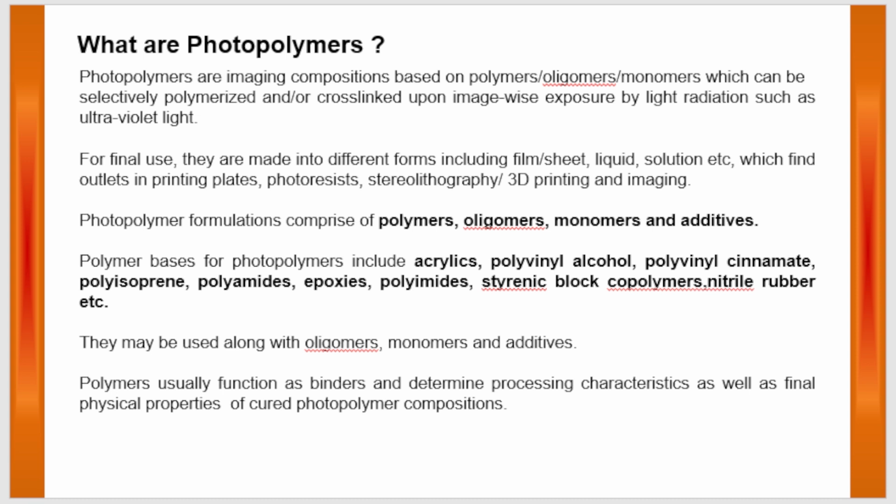Photopolymer formulations comprise polymers, oligomers, monomers, and additives. Polymer bases for photopolymers include acrylics, polyvinyl alcohol, polyvinyl cinnamate, polyisoprene, polyamides, epoxies, styrene block copolymers, nitrile rubber, etc. They may be used along with oligomers, monomers, and additives. Polymers usually function as binders and determine processing characteristics as well as final physical properties of a cured photopolymer composition.